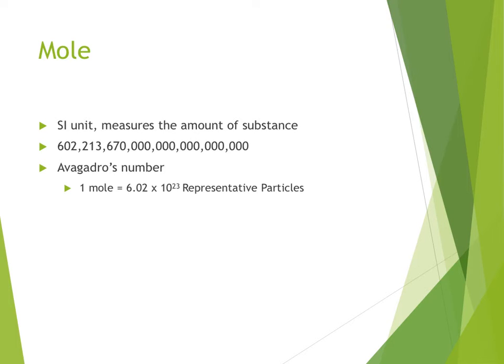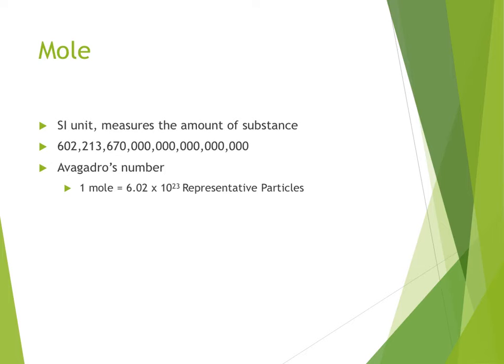A mole is 6.02 times 10 to the 23rd representative particles. This is called Avogadro's number. It just was named after this guy, Avogadro. So 1 mole of anything is 6.02 times 10 to the 23rd of that thing. If I had 1 mole of pennies, I would have 6.02 times 10 to the 23rd pennies.